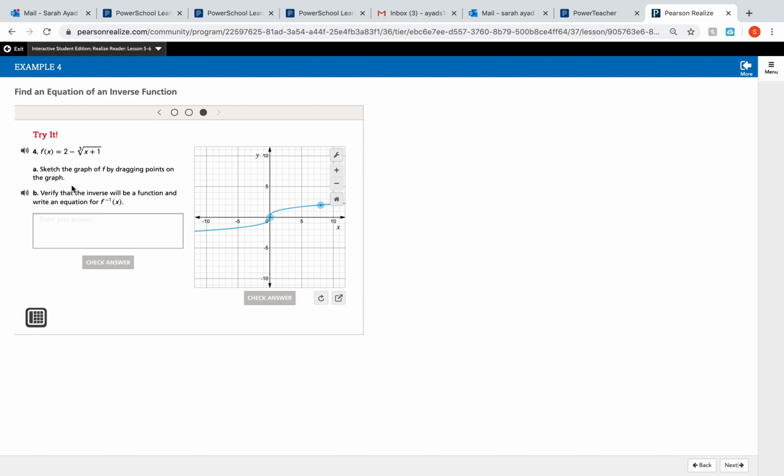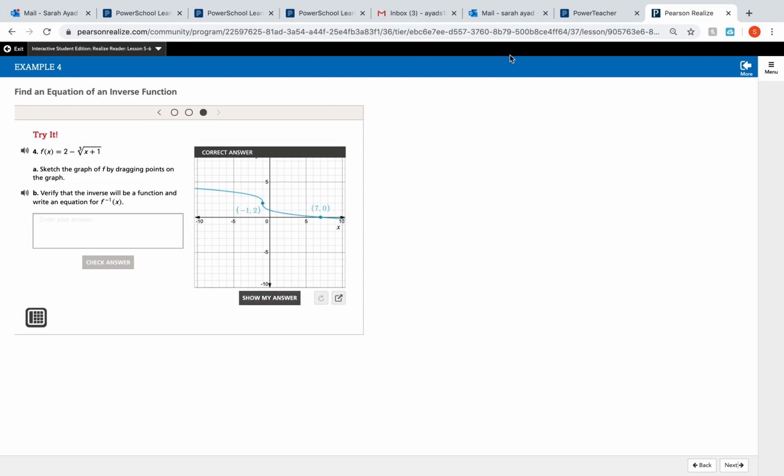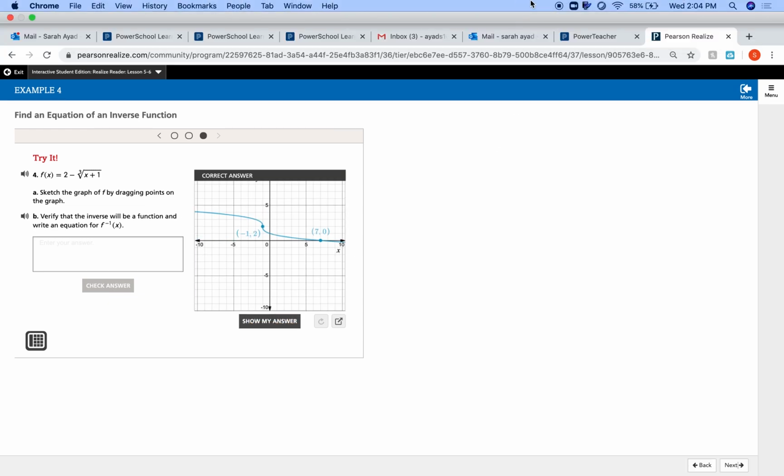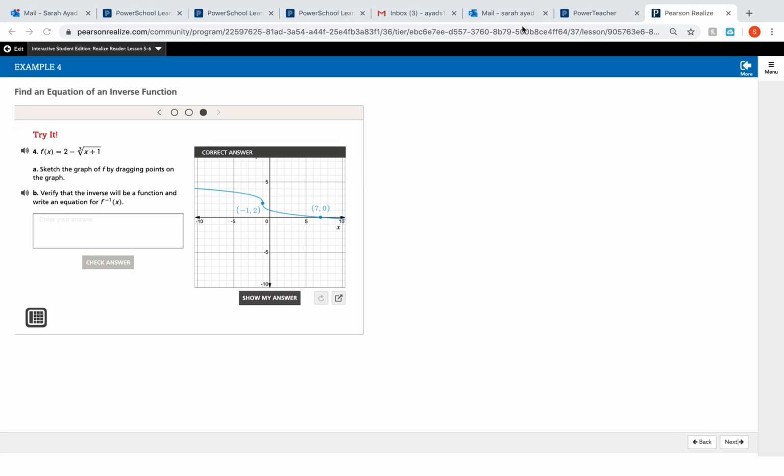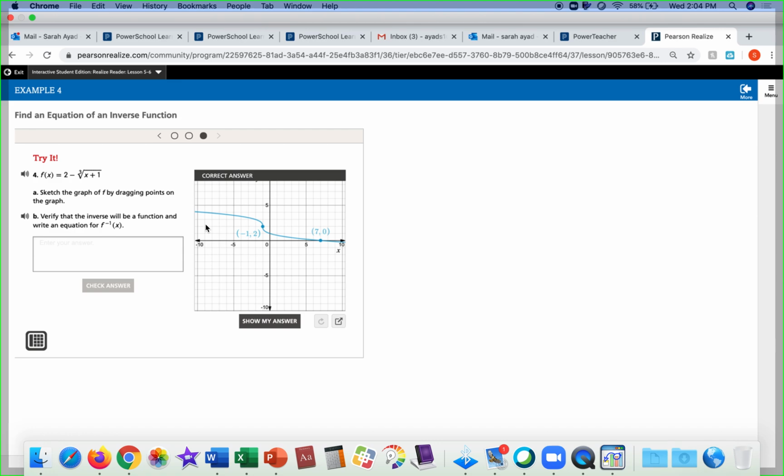All right, so it says sketch the graph and verify that the inverse will be a function. Write an equation for f to the negative 1 of x. So first of all, let's go ahead and find the inverse here. Notice this represents f of x. Okay, this is f of x.